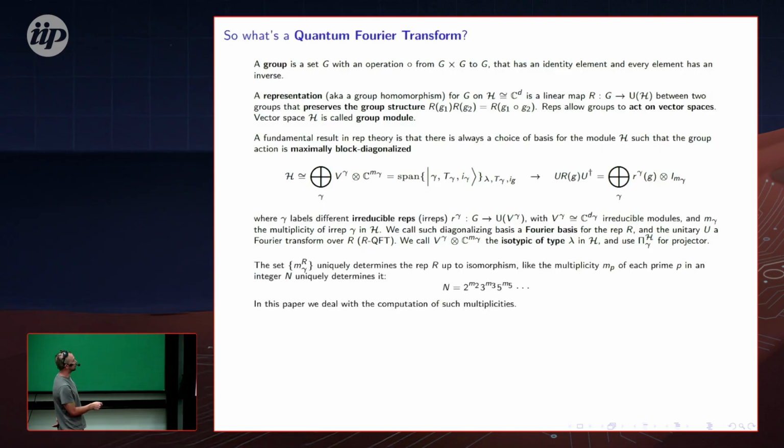A comment is that the set of multiplicities for all gamma in H, or in R, uniquely determines the rep, up to an isomorphism. This is similar to how the multiplicity m_p of each prime p in an integer n uniquely determines it: 2 to the number of times 2 appears in n, 3 to the number of times 3 appears in n, and so on. So if someone hands you a representation, you can ask what the set of multiplicities is, and from the set of multiplicities, you can reconstruct the representation.